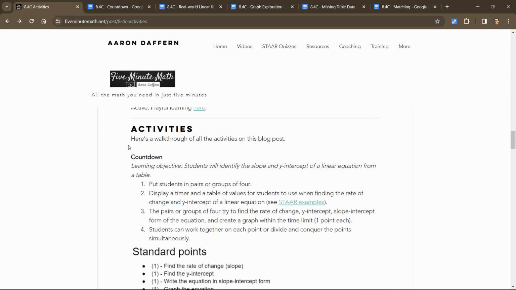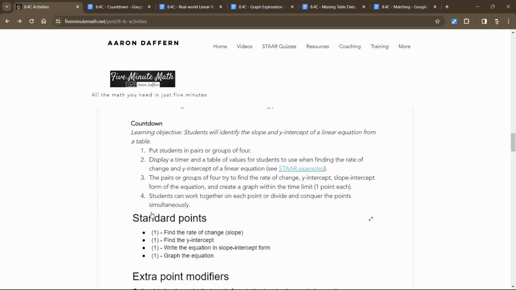The video that I'm making is going to live right here underneath this title, and our first activity is called Countdown. So what we want students to do here is we want them to identify the slope and the y-intercept of a linear equation from a table, because that can be difficult for students. So we're going to put the students in pairs or groups of 4. It's countdown, so we're going to need some type of timer.